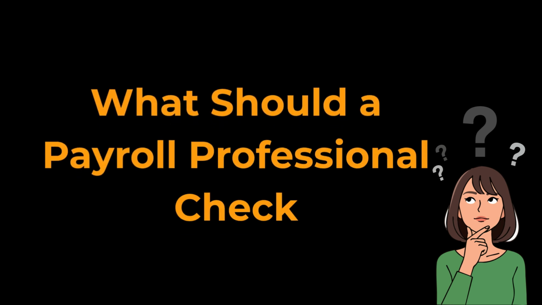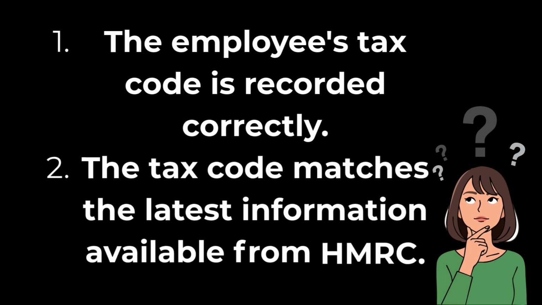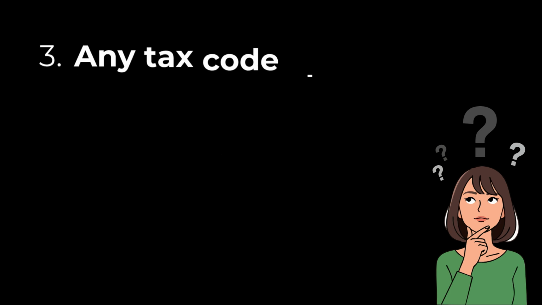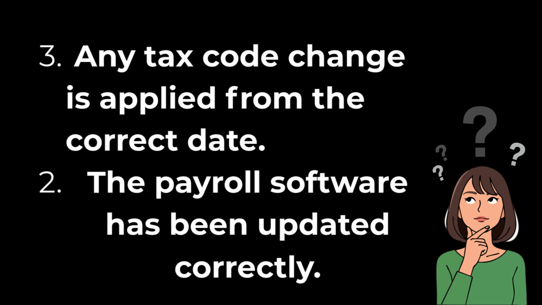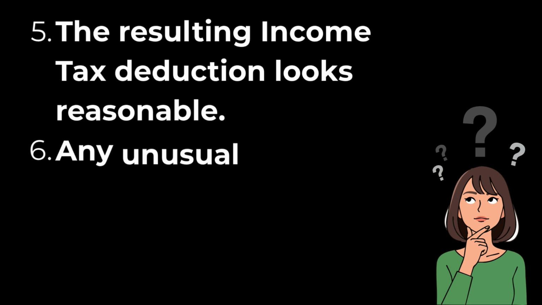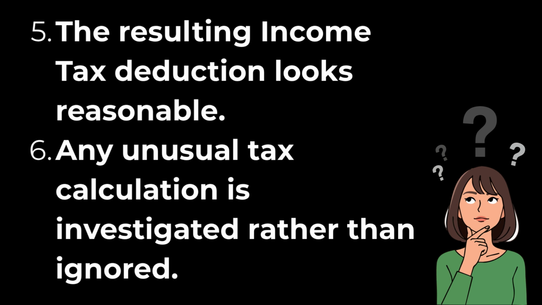When processing payroll, you should make sure that the employee's tax code is recorded correctly. The tax code matches the latest information available from HMRC. Any tax code change is applied from the correct date. The payroll software has been updated correctly. The resulting income tax deduction looks reasonable. Any unusual tax calculation is investigated rather than ignored. Payroll isn't simply about entering numbers. It's about making sure the right information is being used to produce accurate pay.